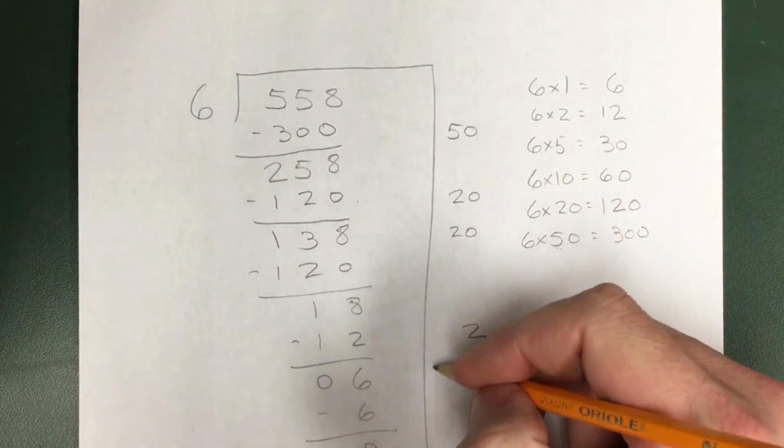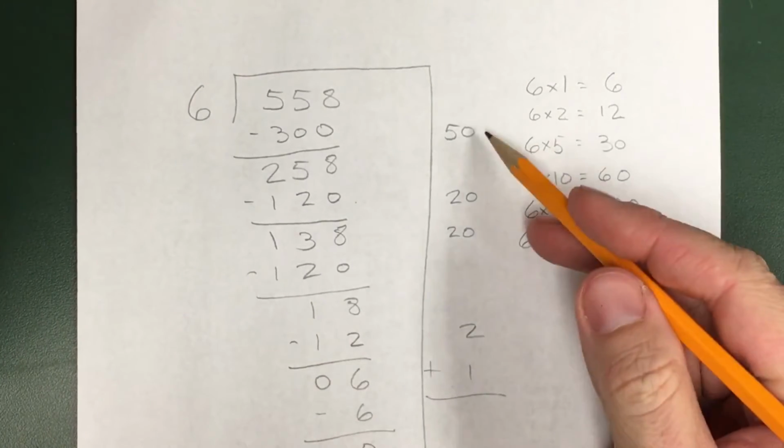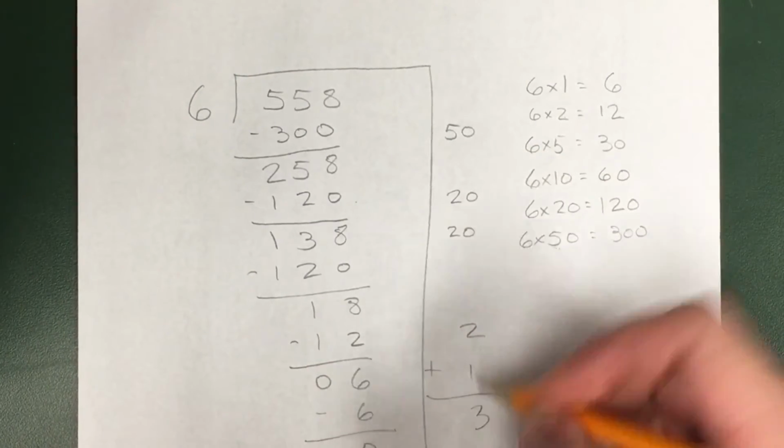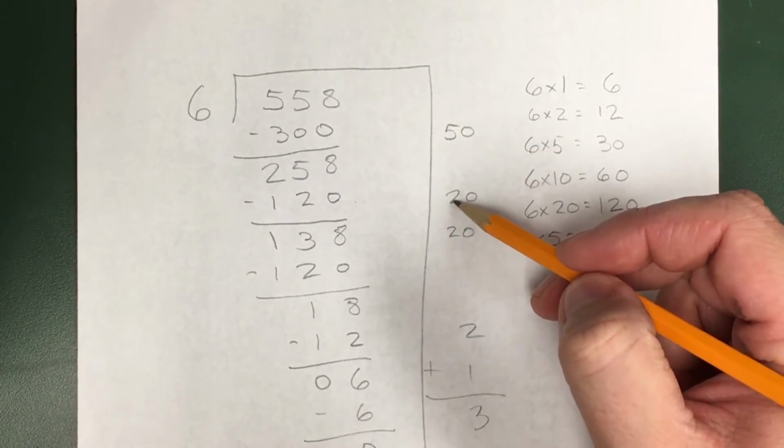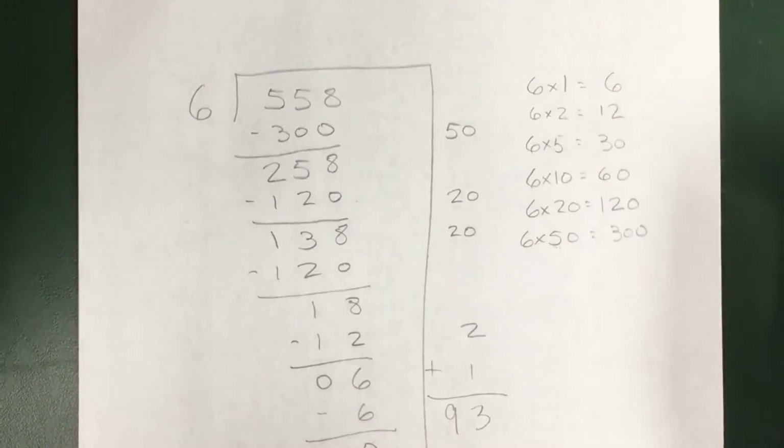So now what I do is I add them up. So 2 plus 1 is 3. 5 plus 2 is 7. 7 plus 2 is 9, and I get 93.